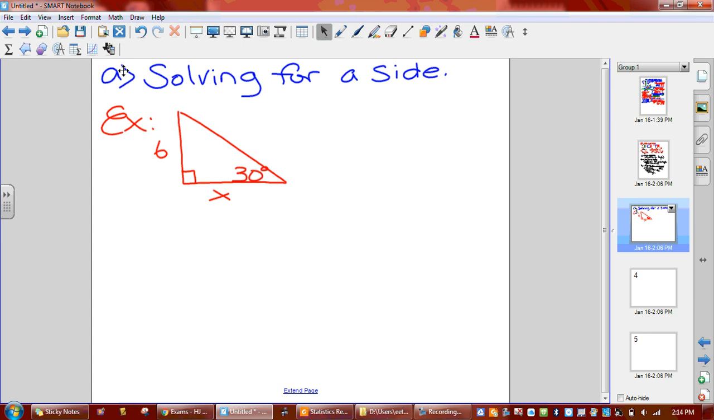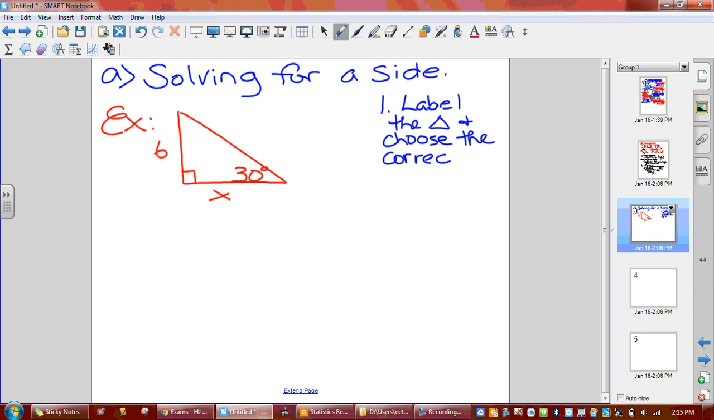So, first step: label the triangle and choose the correct equation. EQN is equation. Okay, so that's step one. When we label the triangle, we're labeling the sides of our triangle as OAH.